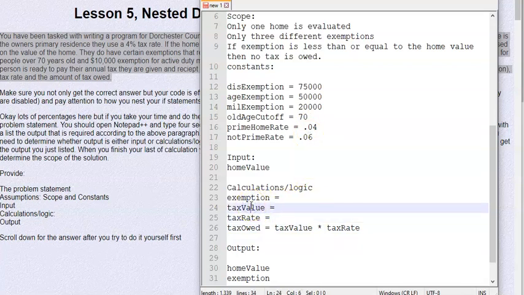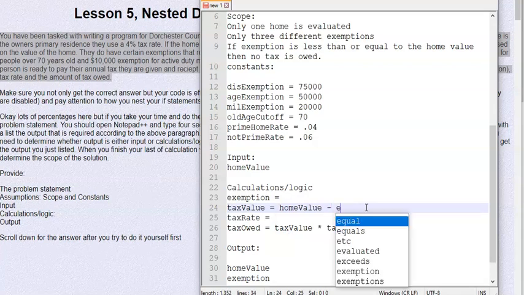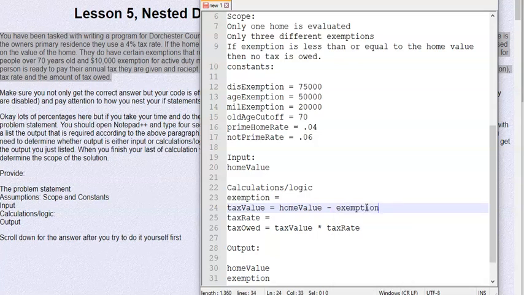The tax value is simply going to be the home value minus exemption. So let's go ahead and put that in there. That's going to be the home value minus the exemptions. All right, and then the exemptions are going to be one of these three. So now we're ready to start doing some decisions.